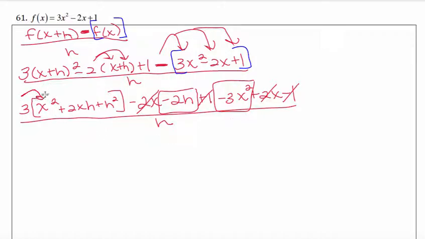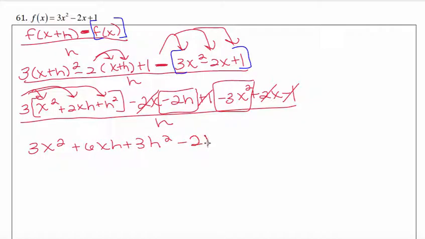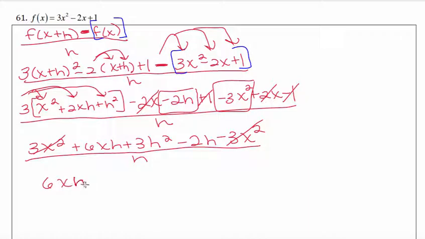Alrighty, let's go ahead and distribute that 3 that was out front. We get 3x squared plus 6xh plus 3h squared minus 2h minus 3x squared all over h. And I get to cancel some more terms out now. I have 3x squared minus 3x squared, which is 0, so those are going to go. And then I'm going to bring down my 6xh plus 3h squared minus 2h all over h.